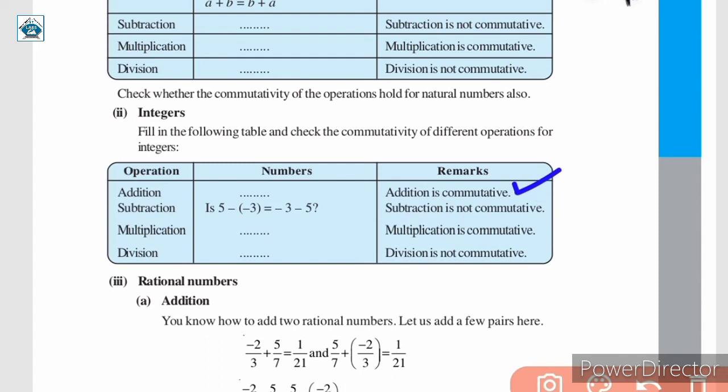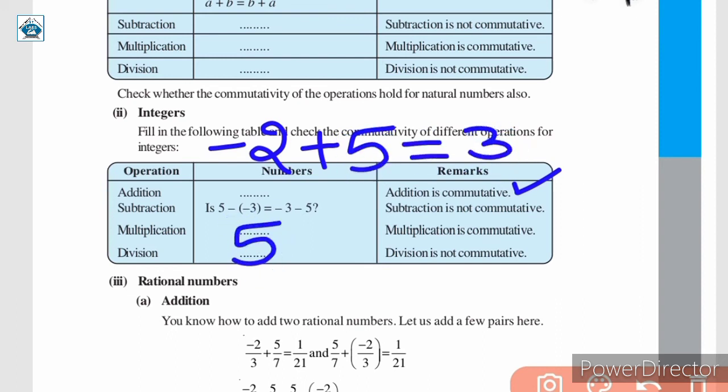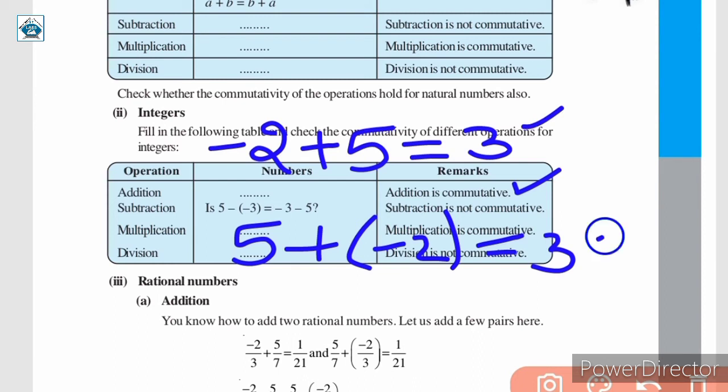Addition is commutative. Thinking of an example is very easy. One example is, if you take two integers, minus 2 and 5. Minus 2 plus 5 is equal to 3. Now 5 plus minus 2 is once again equal to 3. So both are equal to 3. That is why we can say that a plus b is equal to b plus a.